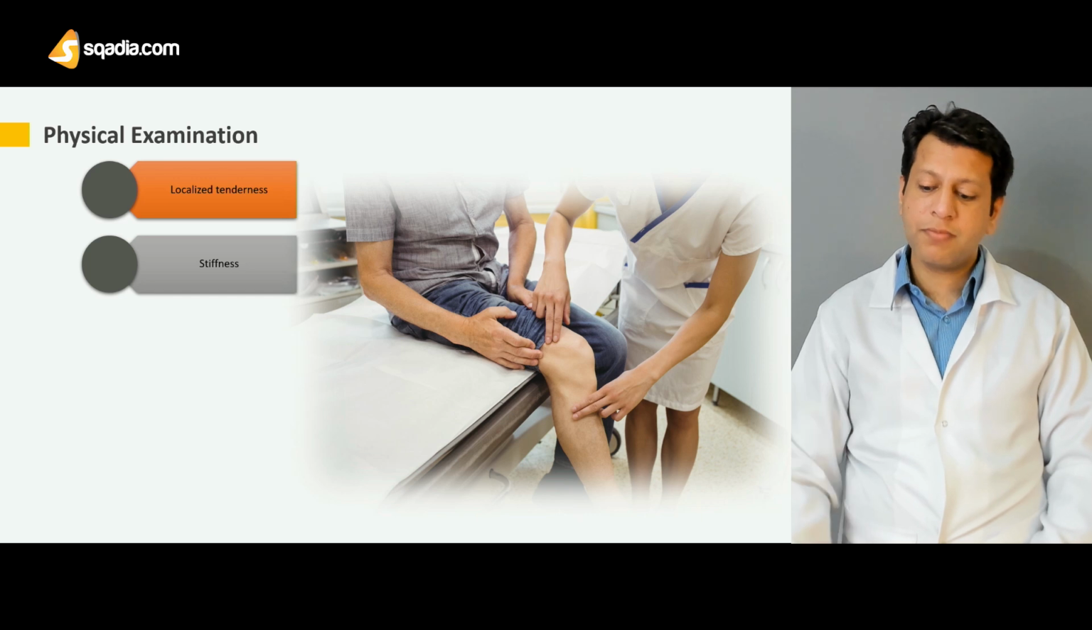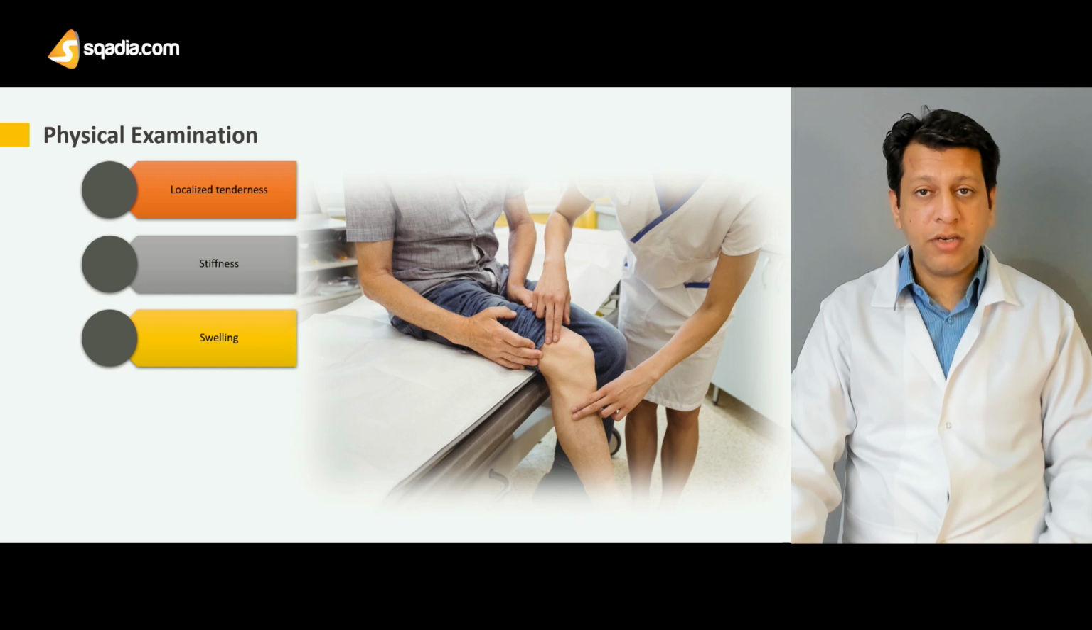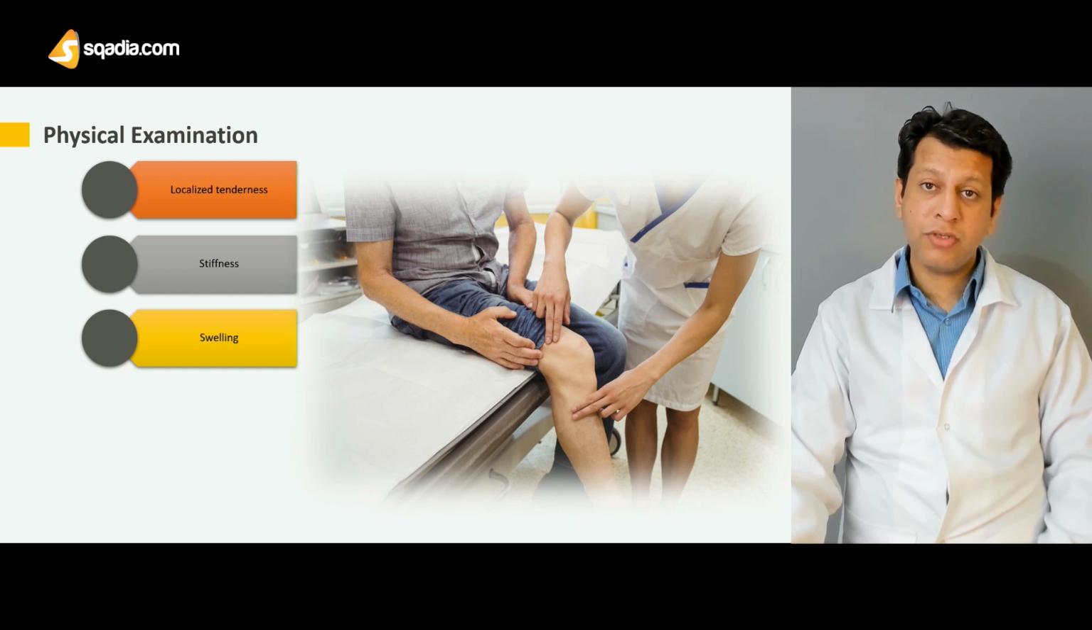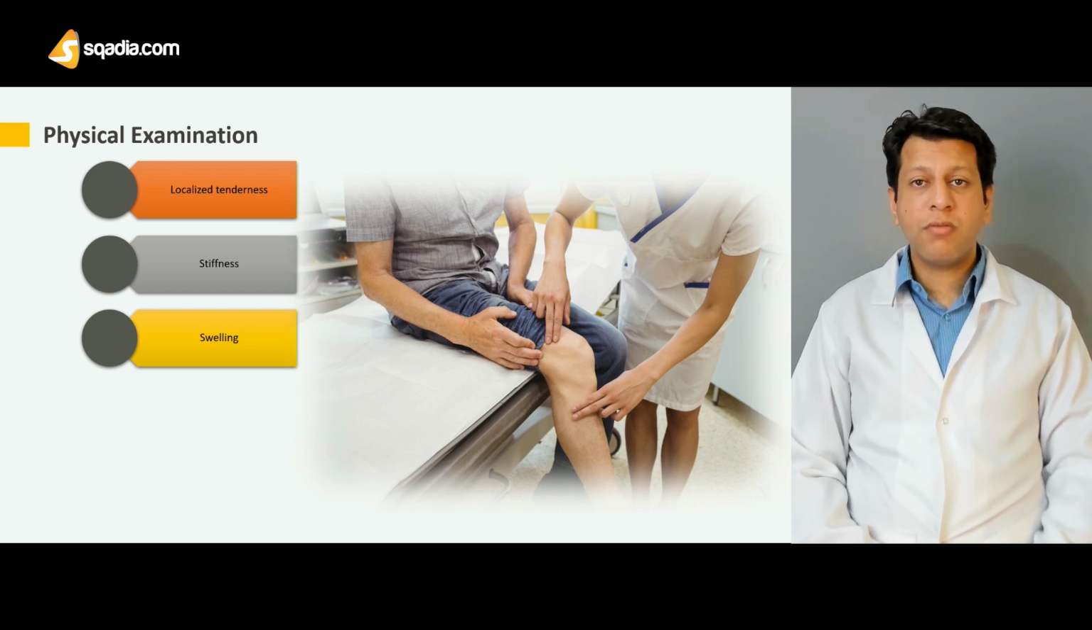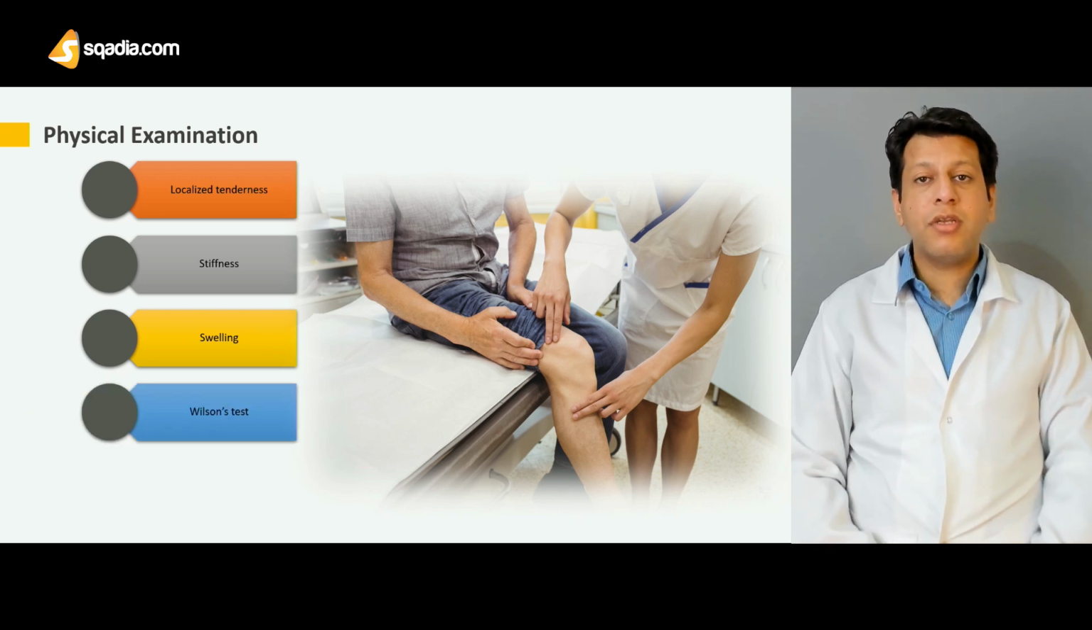to assess it completely. Others could be swelling, which could be very well seen right from the inspection. There may be effusions. Now, effusion could be generalized or it could be in a certain area, for example over the superior medial aspect of the patella or over the medial femoral condyle. This is where the most problem is, therefore mostly the swelling is around this area. And then last is the Wilson test.